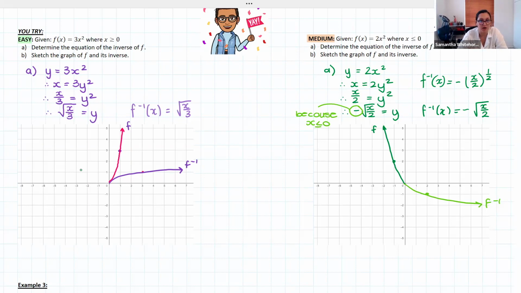We've got our graphs. So guys, really important when it comes to parabolas or quadratics. If we want the inverse to be a function, we have to restrict the domain. If we don't restrict the domain, as we saw in that original example, we don't have a function for our inverse. Alrighty, but let's have a look at example 3 here.